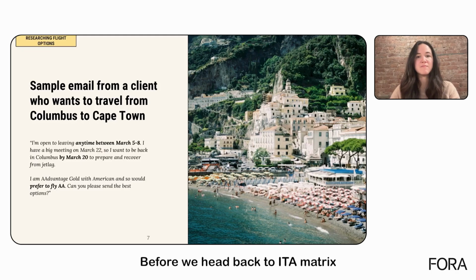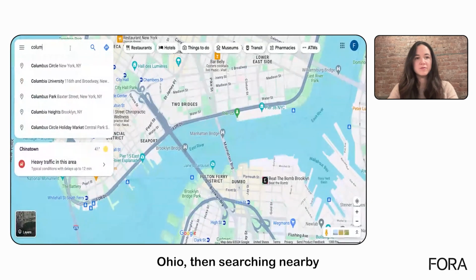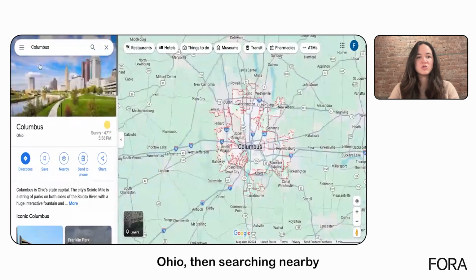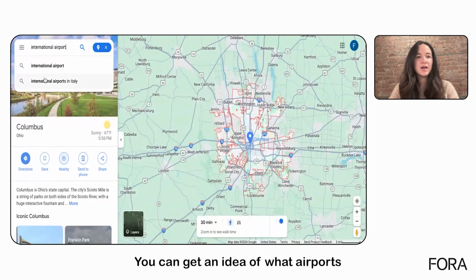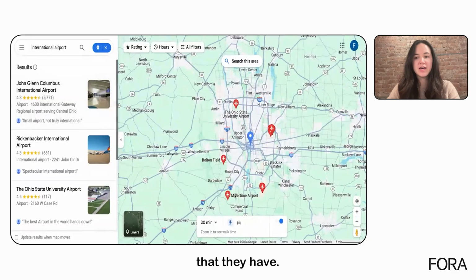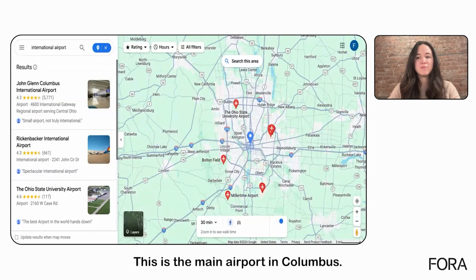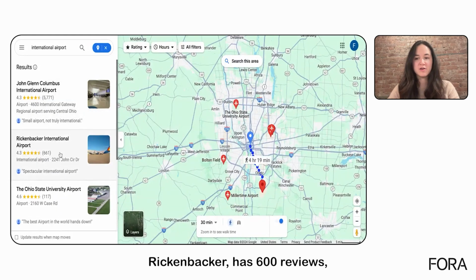Before we head back to ITA Matrix, let's check if there are any other large airports within 100 miles of Columbus. An easy trick to do this is to just search Google Maps. You can do this by searching for Columbus, Ohio, then searching nearby for International Airport. You can get an idea of what airports are actually larger based on the numbers of reviews that they have. This is the main airport in Columbus. It has 5,700 reviews. This one, Rickenbacker, has 600 reviews, which is actually not that many.